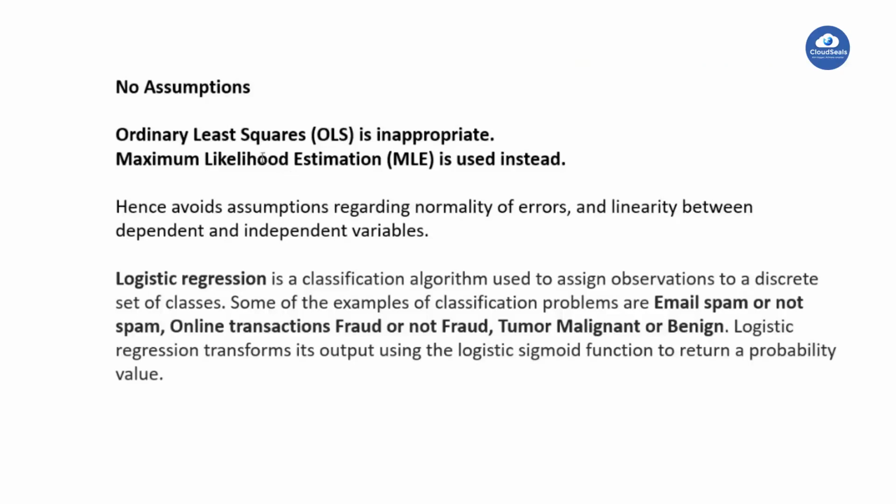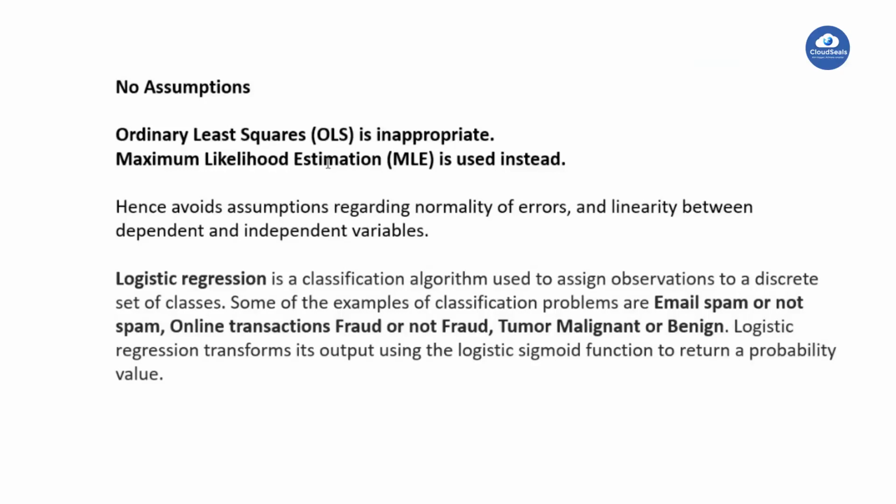Ordinary least squares is inappropriate here. Previously we measured MSE, mean squared error, to calculate the error of the model. Here in logistic regression, we use maximum likelihood estimation. Maximum likelihood estimation means we need to check probability. For example, let's say it is spam, and the probability is 0.6. It is more than 0.5.